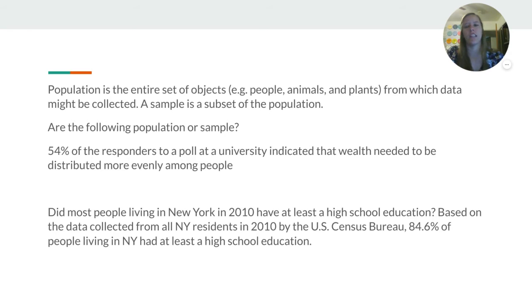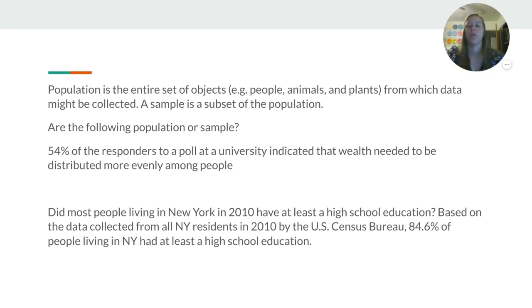Okay, so population is the entire set of objects, people, animals, plants, excuse me, from which data might be collected. A sample is a subset of the population. Now the following, population or sample.